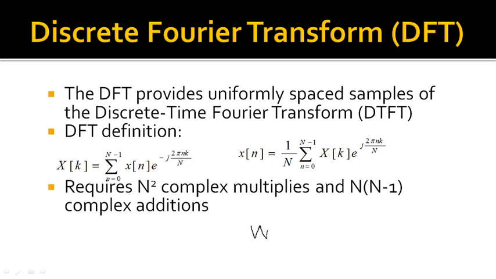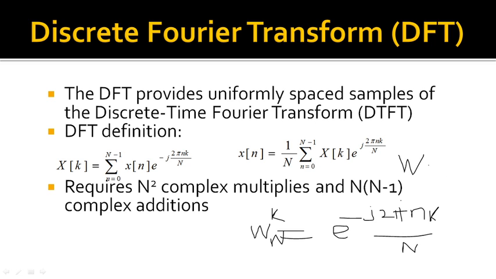So W is equal to e raised to minus j 2 pi small n only, and divided by nothing. If I am writing k here, I have to multiply k over here, and if I am writing n, I have to write n over here. So the W twiddle factor is given by this formula, e raised to minus j 2 pi n.